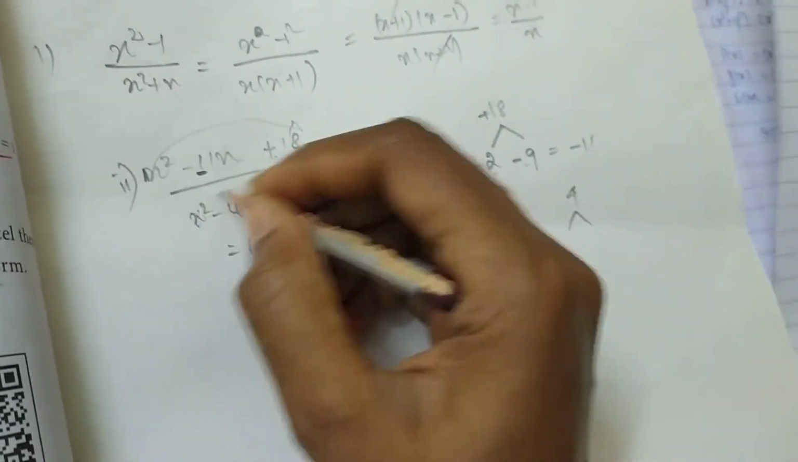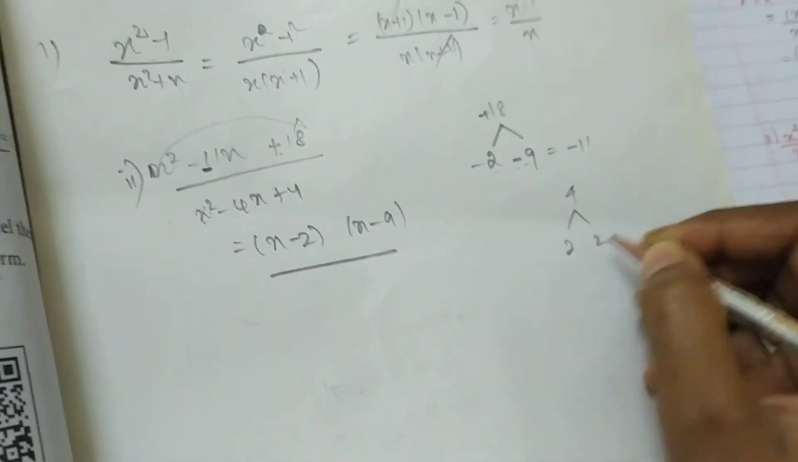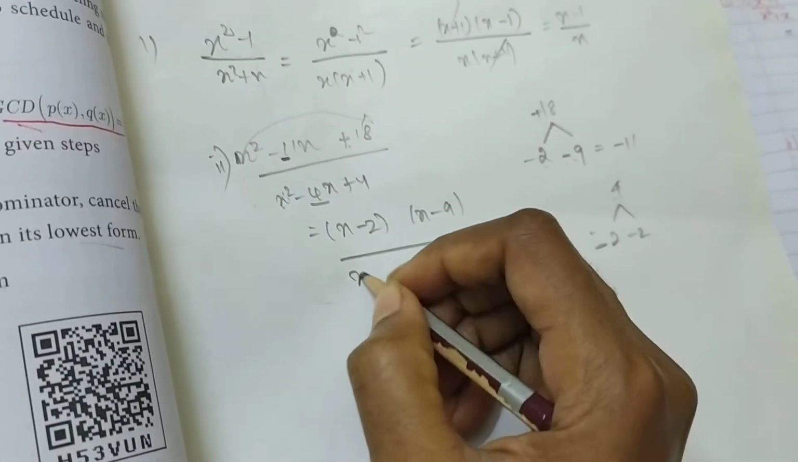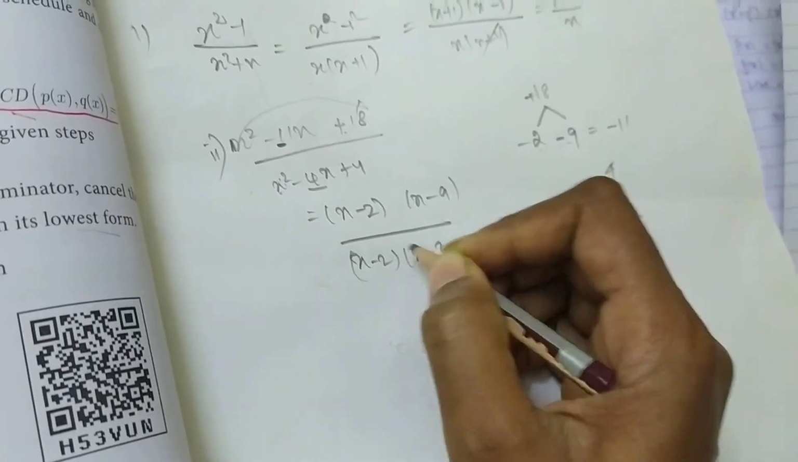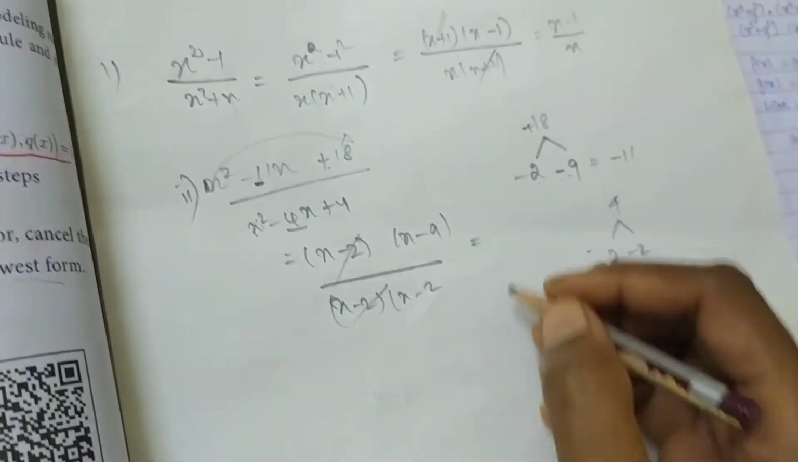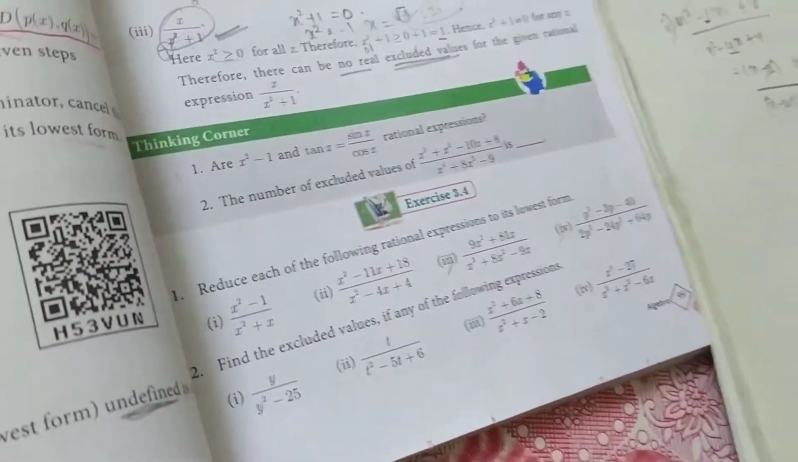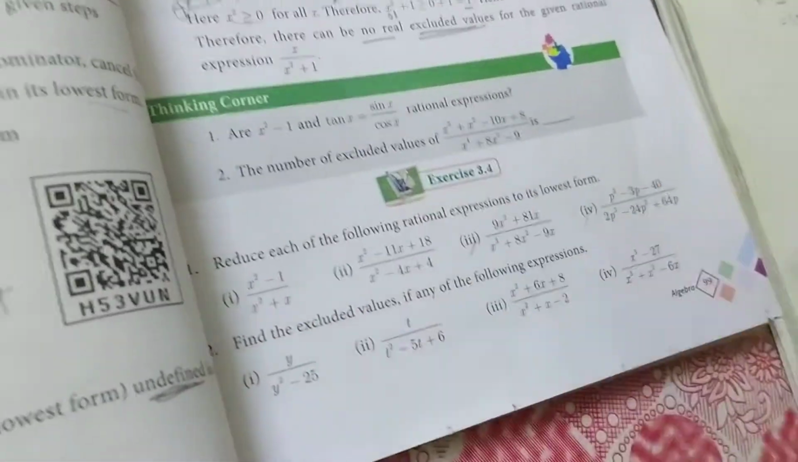Now 4, 1 into 4, 4. So 2 2s are 4. Minus into minus only I am getting a plus. Middle is negative, that's why x minus 2, x minus 2. This and this will get cancelled. What you are having is x minus 9 by x minus 2. So this is your rational form. The same thing for the third and fourth, I already sent the notes. Right, the same for the second sum.